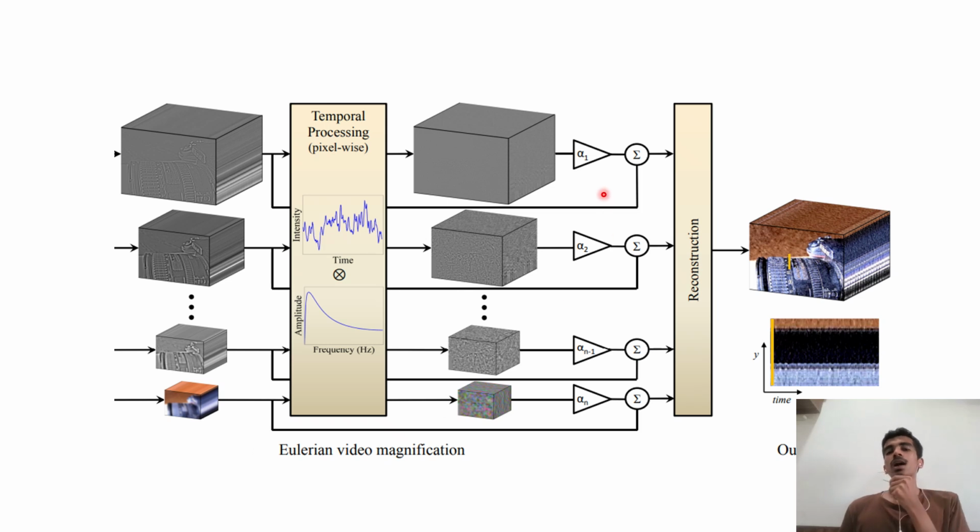Here we introduce a new gain factor known as alpha. You can think of alpha as a volume knob for motion. If alpha is 0, we see the original video. If alpha is 50 or 100, we're multiplying that tiny invisible color change by 50 or 100 times.